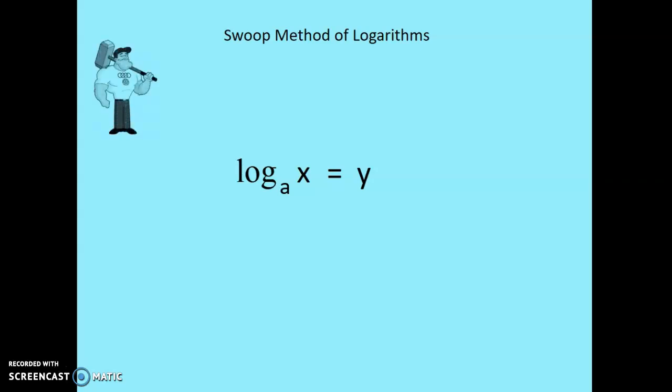So we're going to do what's called the swoop method. We have this man with a giant hammer. He's going to swoop in. He's going to smash the log. The base of the log goes over to the other side, becomes the base for the exponent of y in this case, and that equals x. Okay.